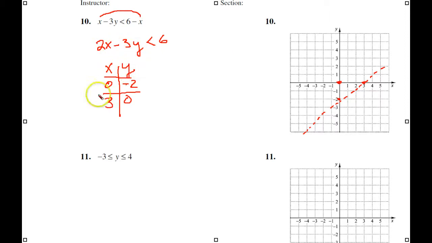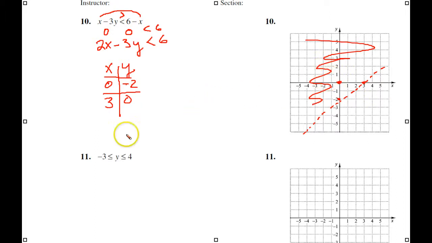I have to determine where do I shade. Again, I'm going to use the test point 0, 0. So if this is 0, and if this is 0, is 0 less than 6? And the answer is yes, that's true. So we shade above. Now notice here we have a negative y is less. Can you see that a positive y would be greater? We'd have to reverse the sign, and that's what I have here.